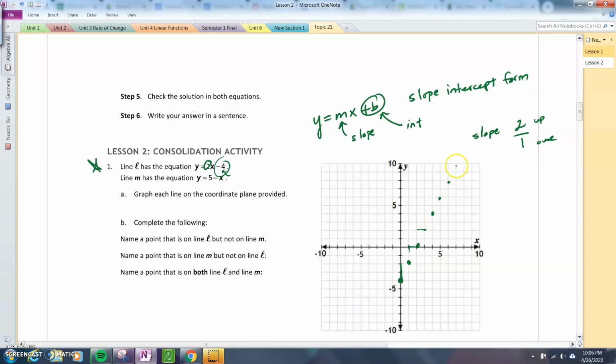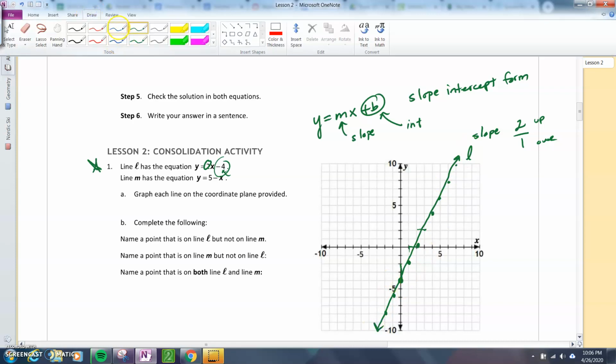And I keep making these points here. And I'm going to go down this way, so I'm going to reverse that. I'm going to go over to the left one, but down 2. And that's how I'm going to be able to see this. Do my best to connect that. This is called line L, so just make an L right there.